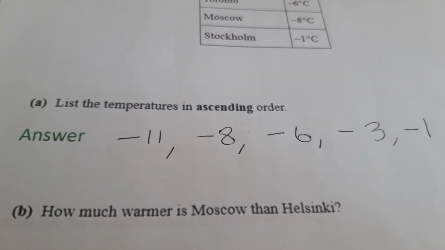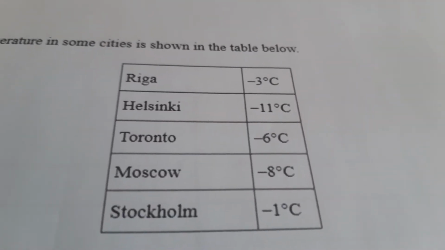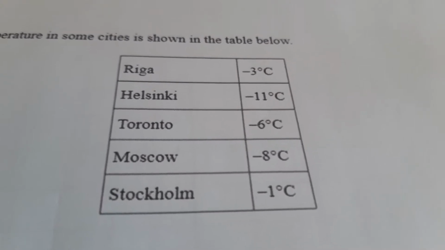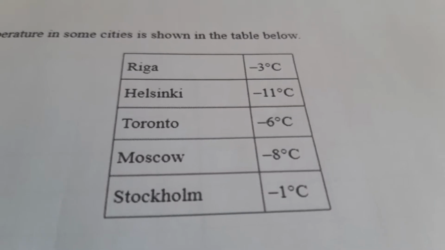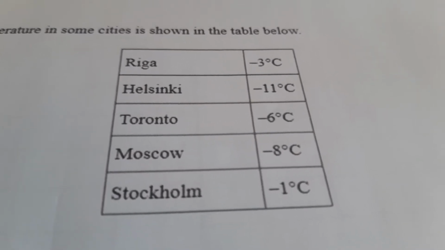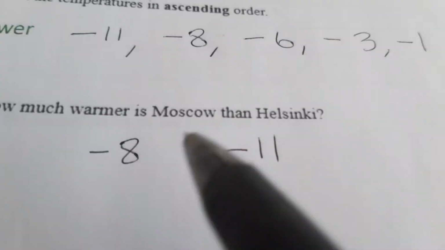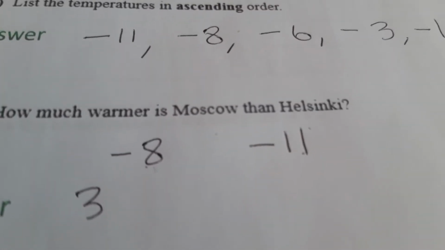How much warmer is Moscow than Helsinki? Moscow is -8. Helsinki is -11. For those of you who have been watching Money Heist, you'll recognise those names. There's Stockholm as well. Anyway, this question, how much warmer is Moscow than Helsinki? So it's 3 degrees warmer. If you think about your number line, there's 3 degrees between -8 and -11.